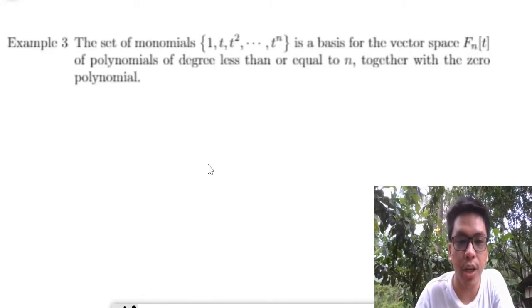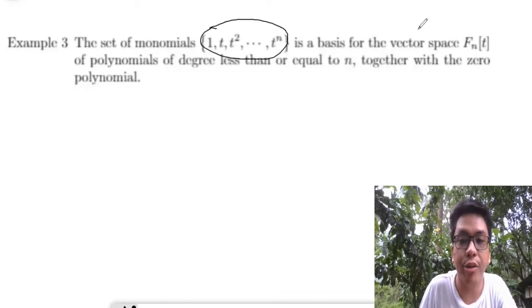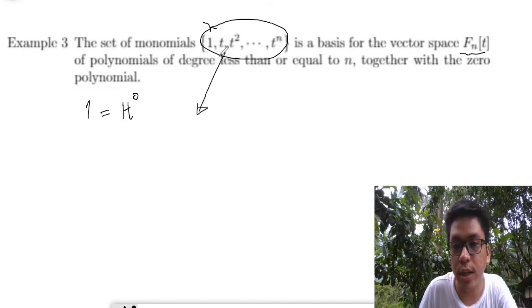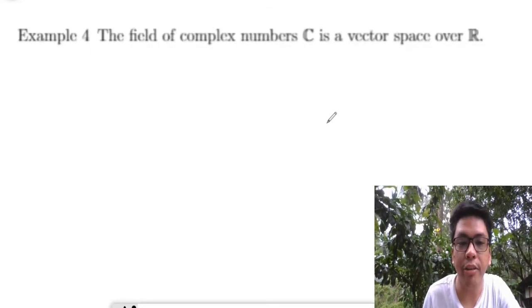Okay, so another example here: the set of monomials is actually a basis for the vector space containing polynomials of degree less than or equal to n, together with the zero polynomial. Because of course this one here is equivalent to just 1, t to the 0, and that's technically 1. And these inside here are considered as vectors, so that's pretty obvious here.